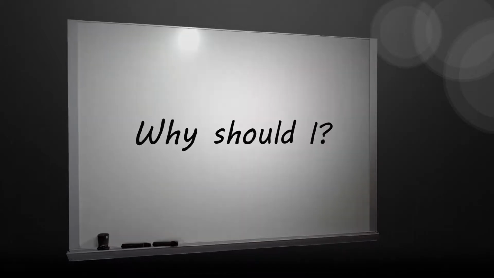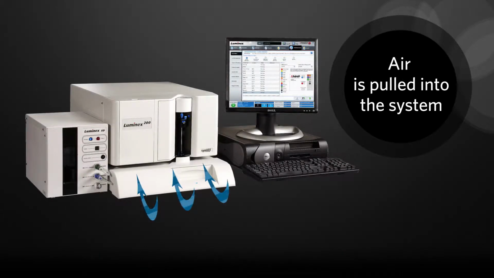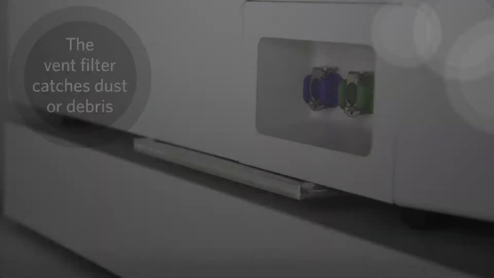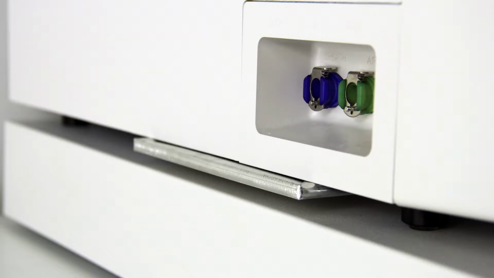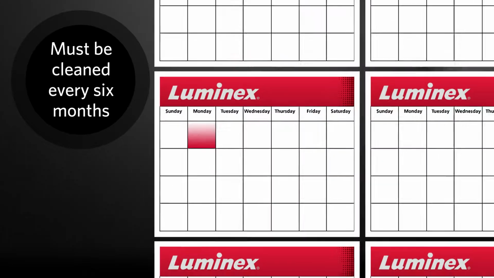Why should I clean the analyzer vent filter? Air is pulled into the system from the underside of the analyzer. To catch any dust or debris, an air ventilation filter is in place. Due to buildup, the filter needs to be cleaned every 6 months.